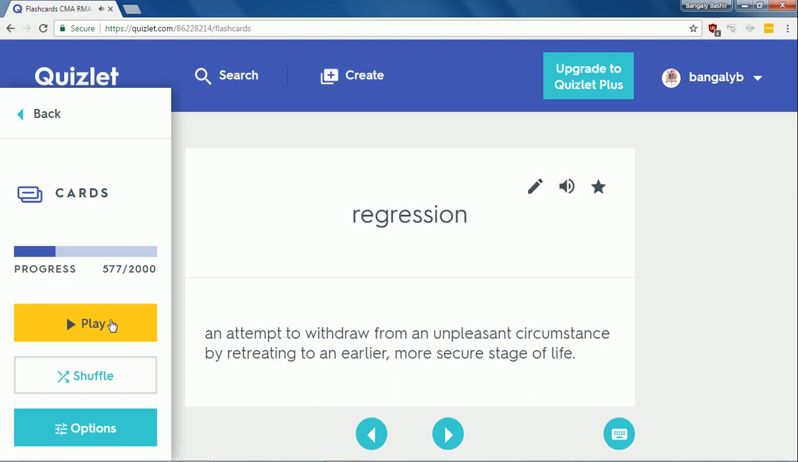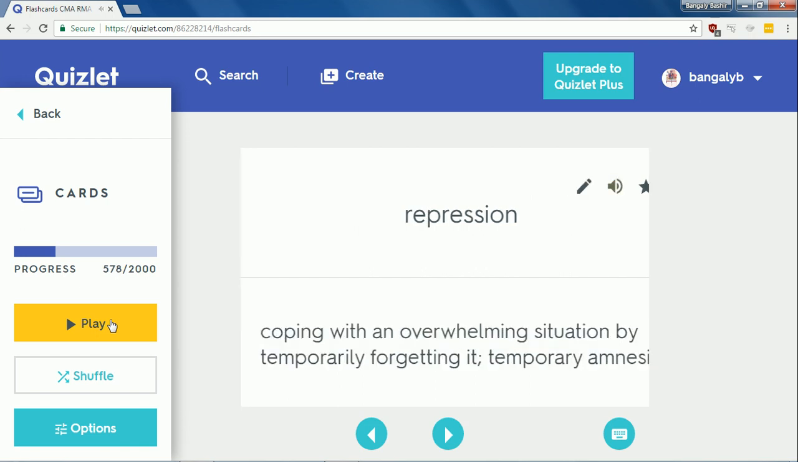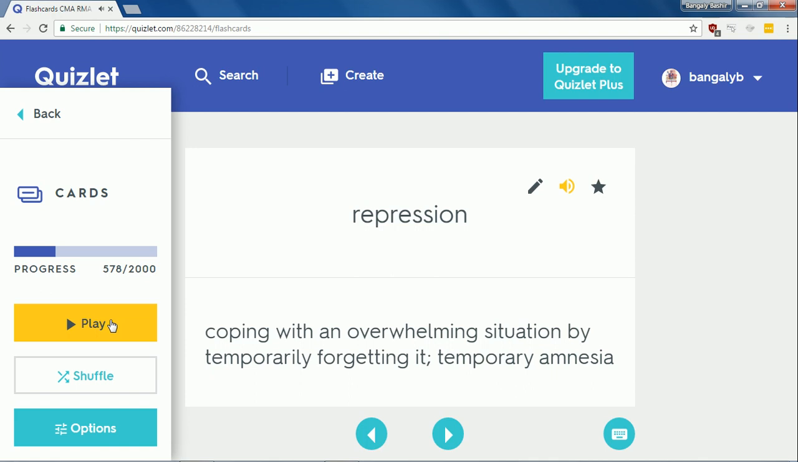Regression. An attempt to withdraw from an unpleasant circumstance by retreating to an earlier, more secure stage of life. Repression. Coping with an overwhelming situation by temporarily forgetting it. Temporary amnesia.